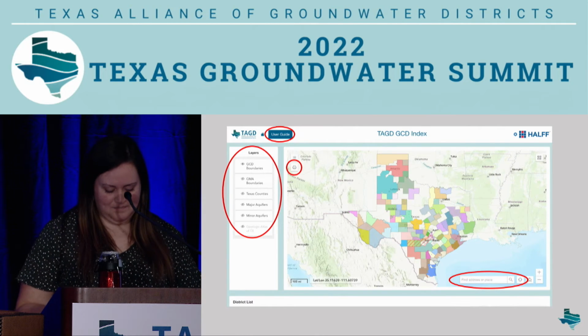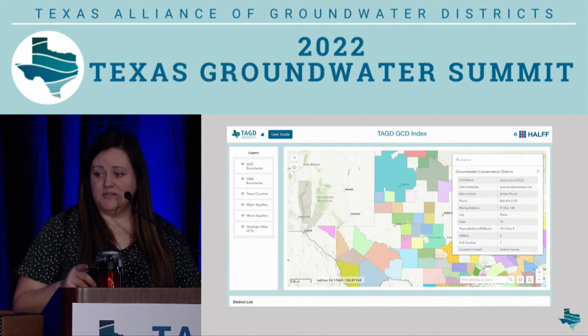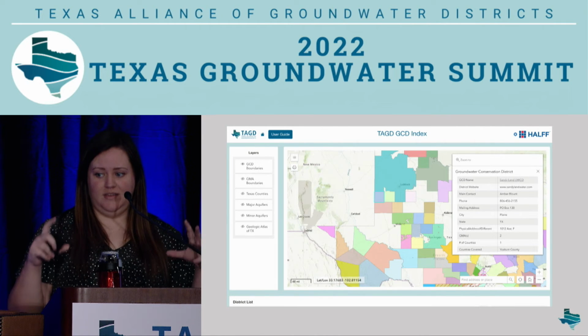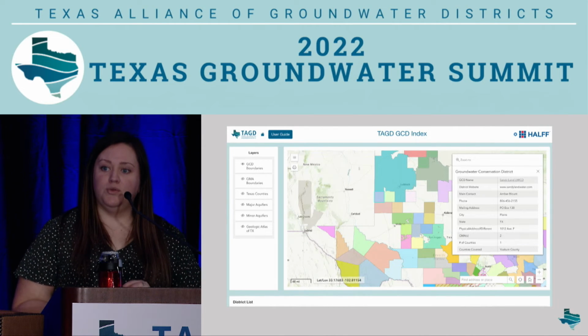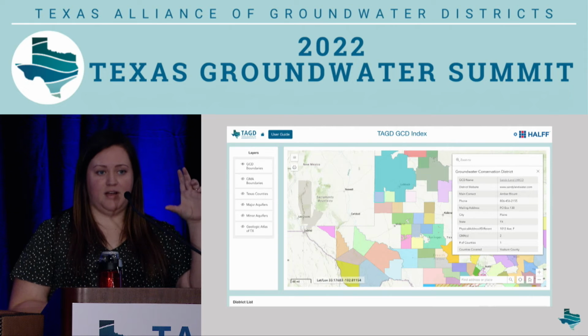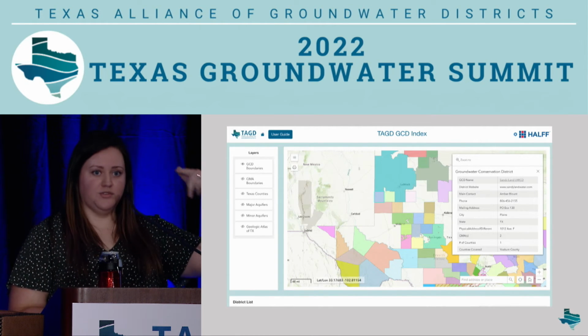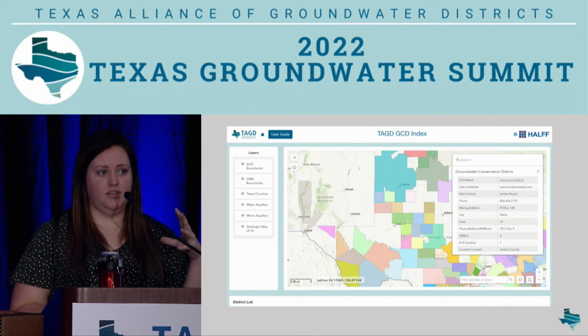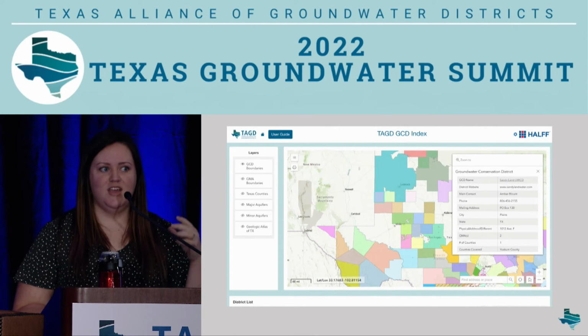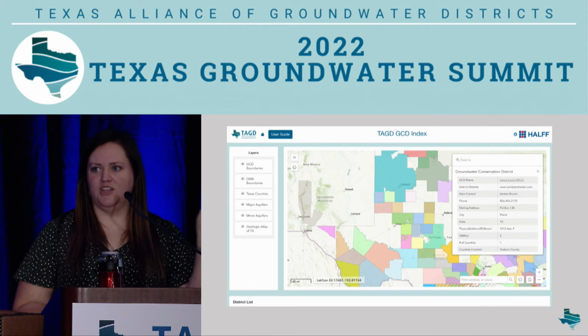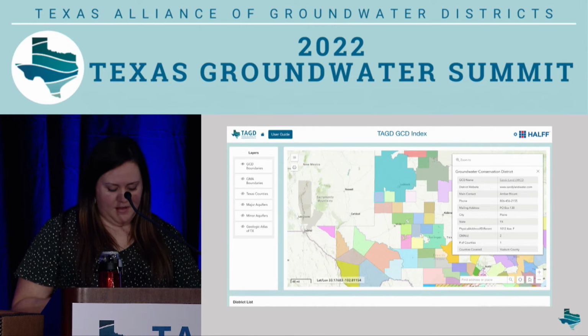It's pretty handy. So once you click on a district in the map, in the actual map viewer part, you will see this little pop-up box. So I've clicked on Sandyland UWCD here, and you can just kind of scroll through. You'll see contact information and all the other details in the GCD index. So that's a good way if you just really want to click around and explore a little bit.